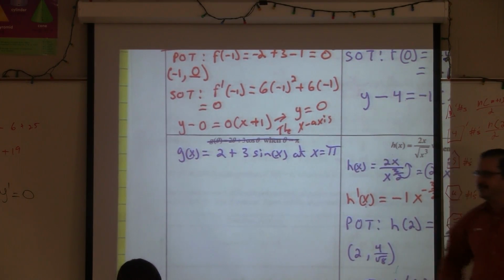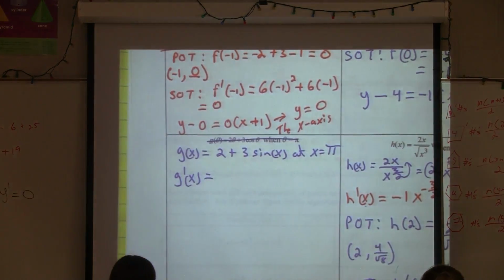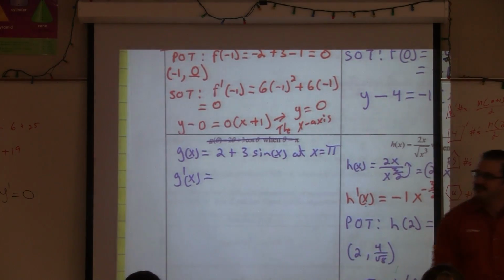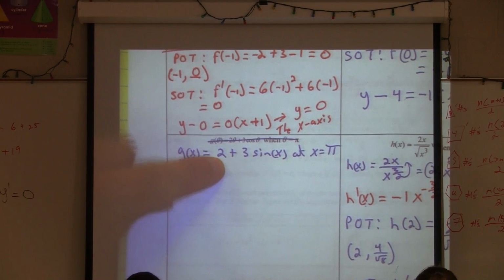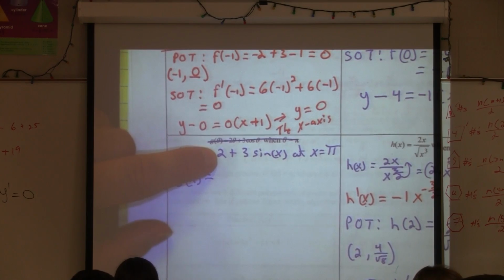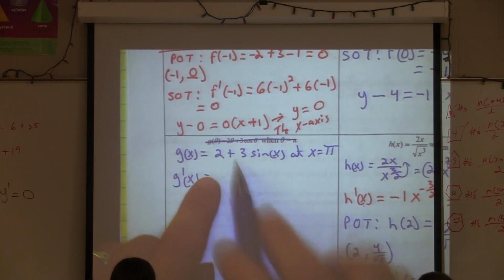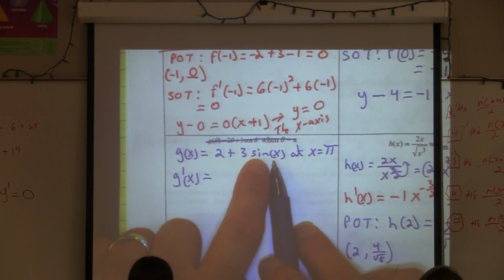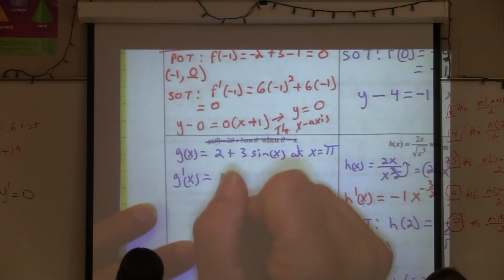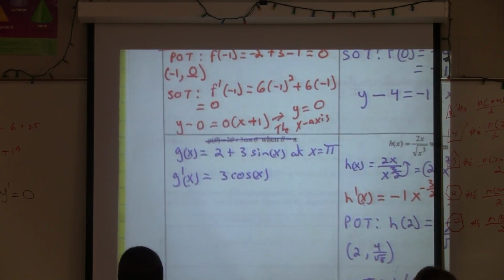So let's practice getting that derivative. So what's the derivative of 2? Zero, very good. So that's 0 plus 3 times the derivative of sine. What would the derivative of sine be? Cosine. So this will just give me 3 cosine of x. Super easy?